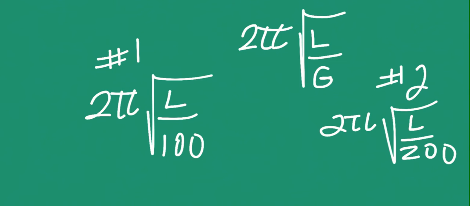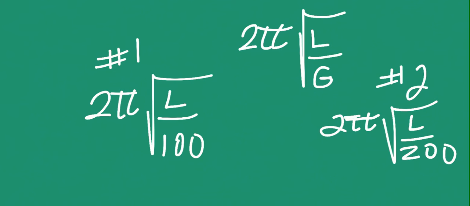So, here's your basic problem. It says that the pendulum has a period of 2 pi times the square root of L divided by g. When you enter the two weights of the pendulums that are given, you get the two expressions: 2 pi square root of L over 100 for pendulum number 1, and for pendulum number 2, 2 pi square root of L over 200.